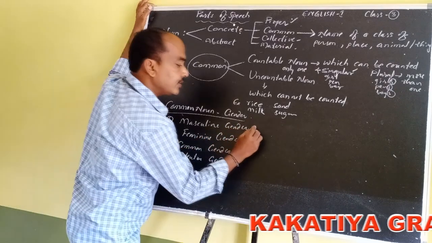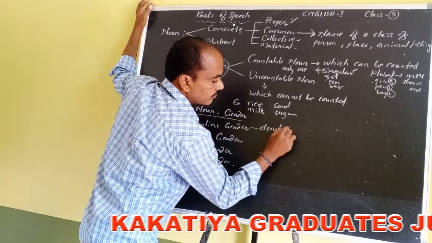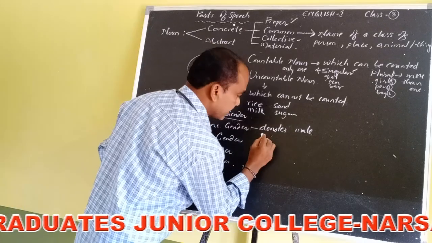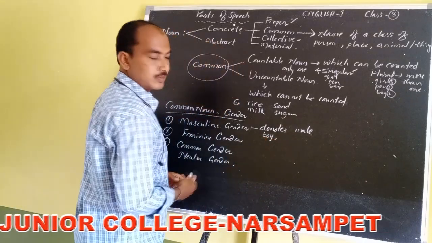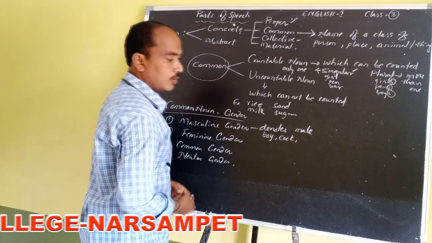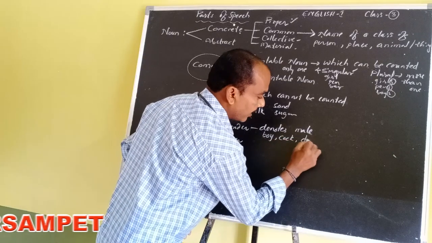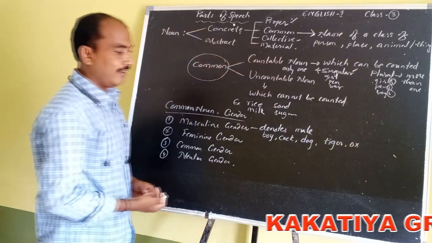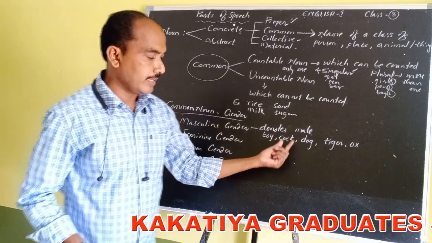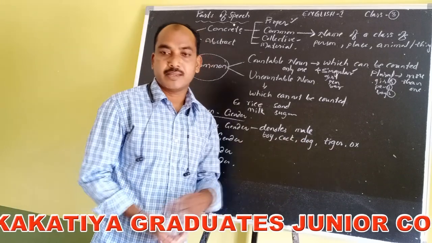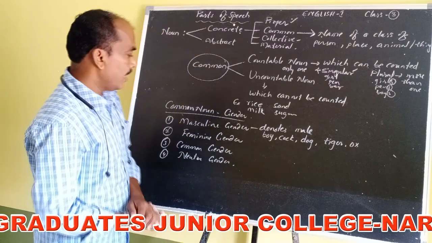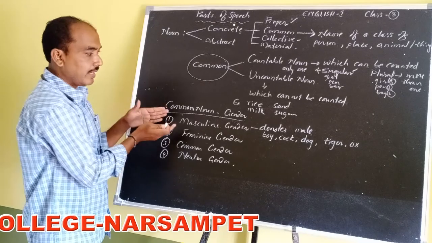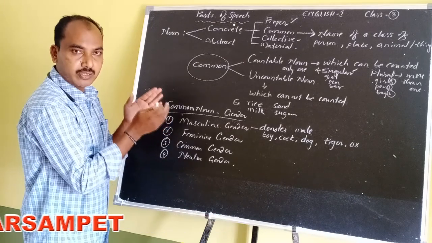Masculine gender denotes male. Give an example. Male means boy, cock, dog, tiger, ox. These are all male. Boy is a male, cock is a male, dog is a male, tiger is a male, ox is a male. All these should be considered under masculine gender. Masculine gender means male.